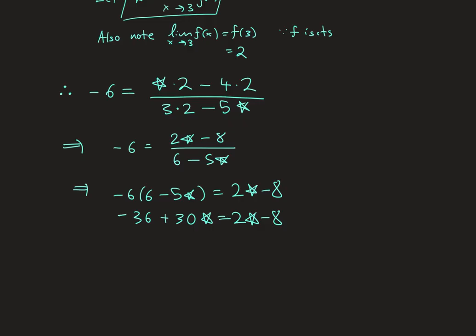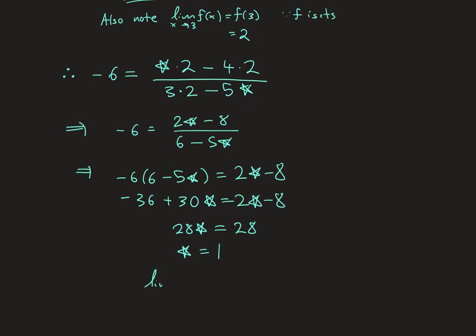Adding 36 to both sides, subtracting 2 star from both sides. Oh, that's kind of nice, I think. So we got 28 star is equal to 28. And therefore, star is equal to 1, and that's giving me my final answer, the limit. So therefore, the limit as x approaches 3 of g of x is also equal to 1.